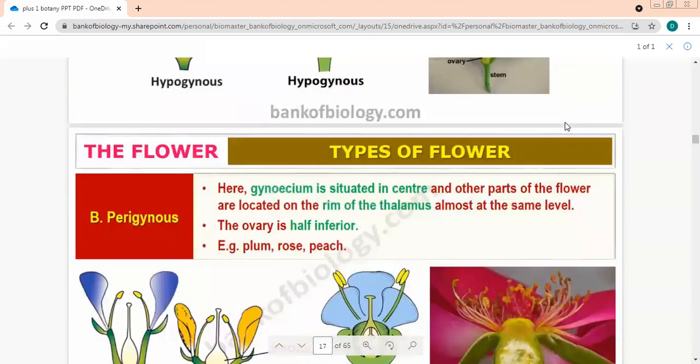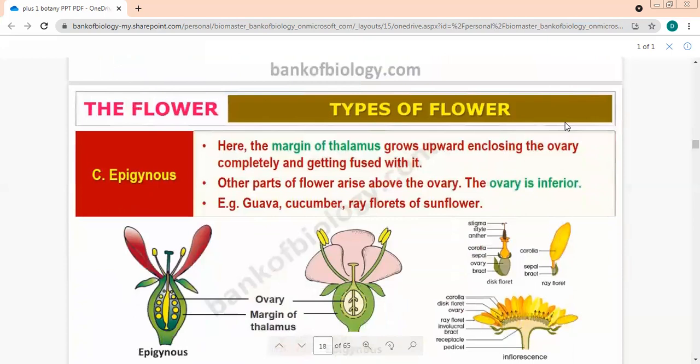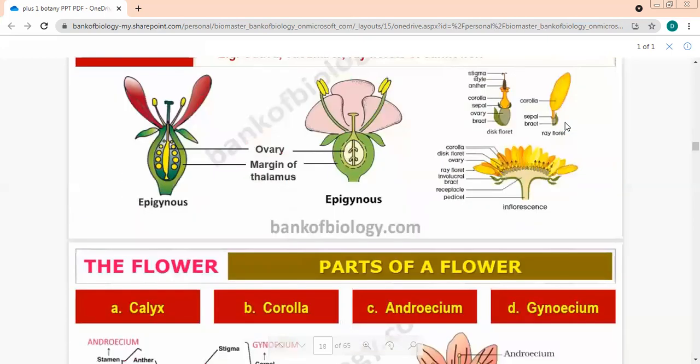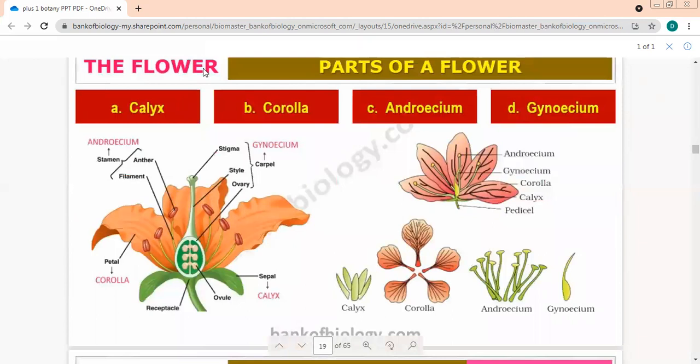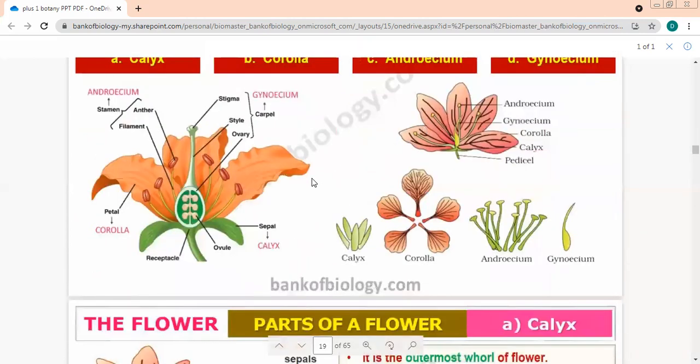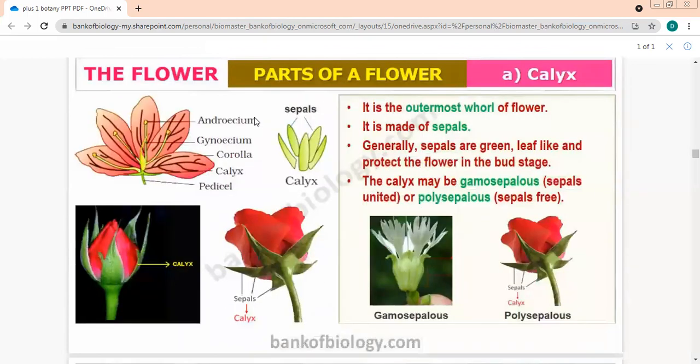So hypogynous, perigynous, epigynous: on the basis of the position or the location of the ovary, we have three kinds of flowers. Parts of a flower: calyx, corolla, androecium, and gynoecium. Calyx is the sepals. All the sepals together are known as calyx. All the petals together are corolla. The male part is androecium. The female part is gynoecium. Let me come into detail with this.